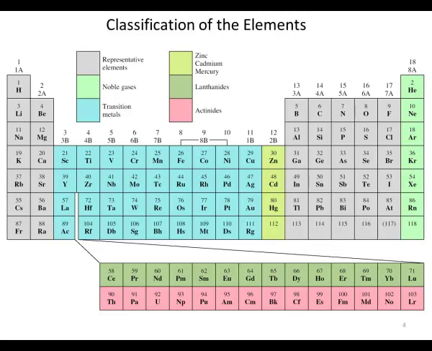This shows you the classification of the elements. The gray are the representative, noble gases in green, and the transition metals in blue. Lanthanides and actinides, pink and a darker green.